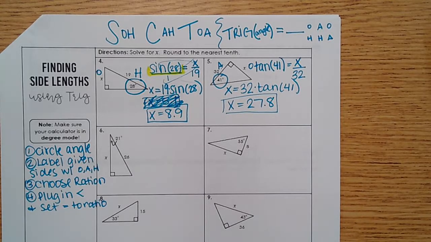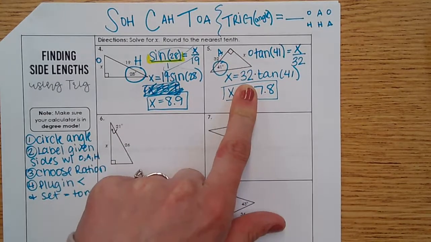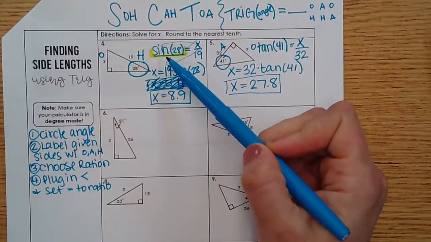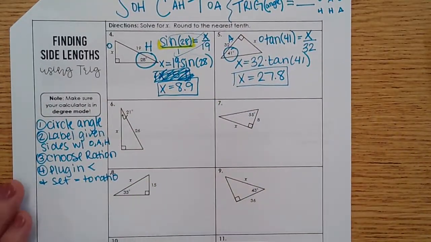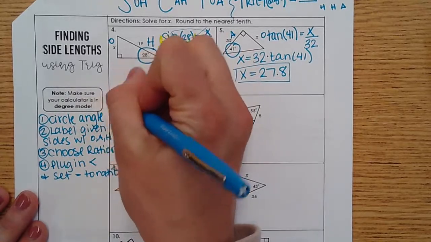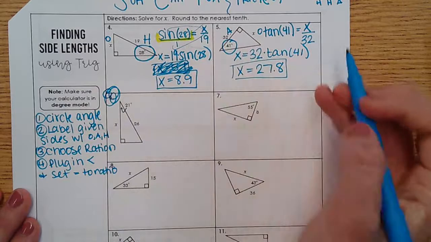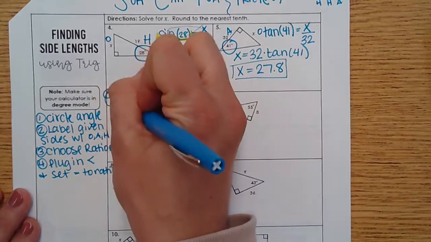A lot of the problems will be set up just like this. It's the same problem, same way to solve once you get the correct ratio. Now, number 6 is when it gets a little tricky. We still go through the same process. It's the solving part that gets tricky.